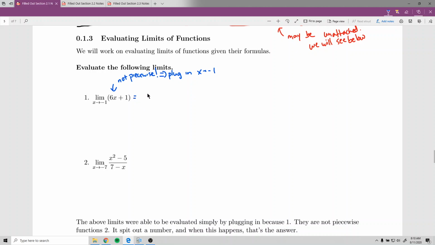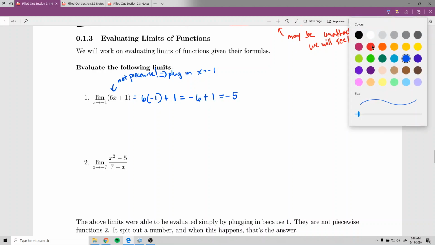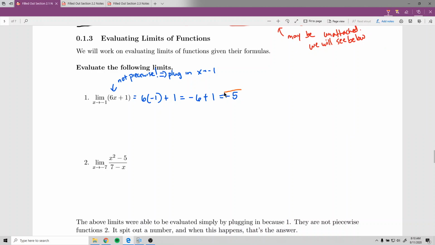And that's exactly what it sounds like. We take our 6x plus 1, we plug in -1. 6 times -1 is -6, plus 1 is -5. Now I'll go ahead and tell you that that will be the answer, but since it's the first one we're dealing with, how do we know it's actually the answer? Well, let's go ahead and graph y equals 6x plus 1.